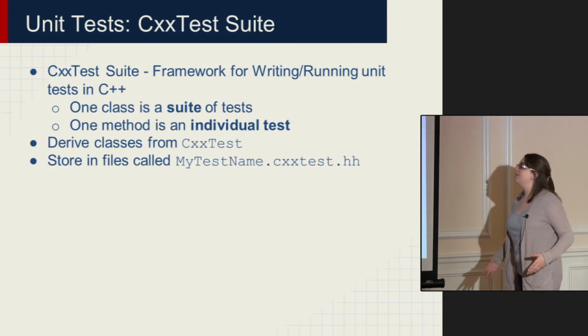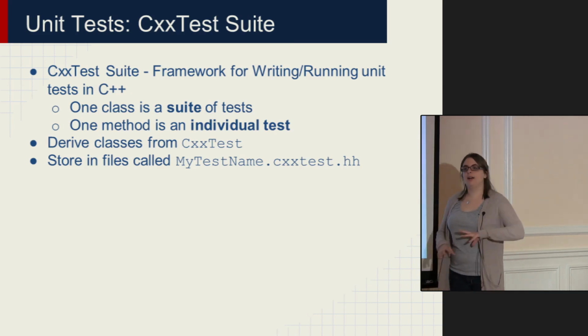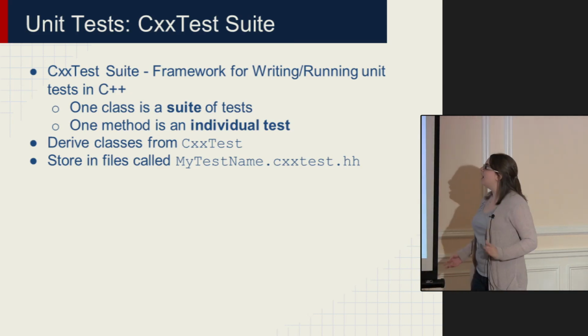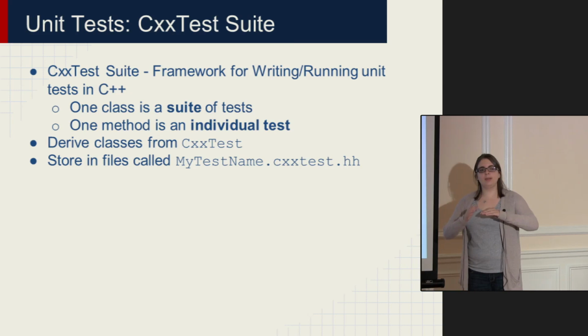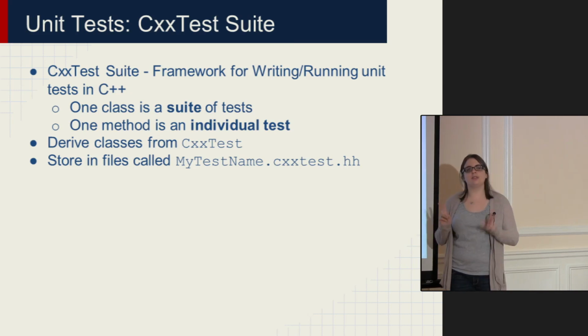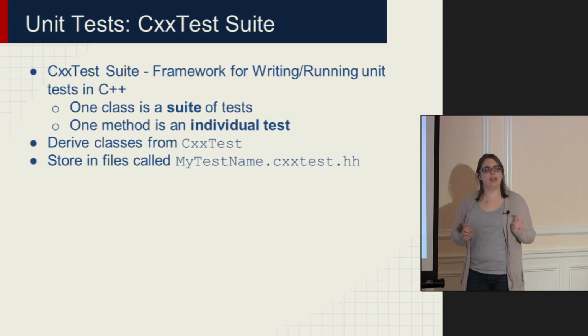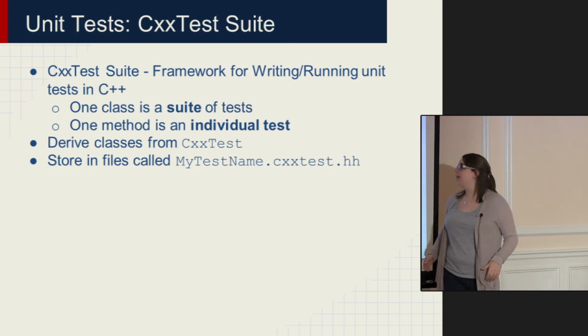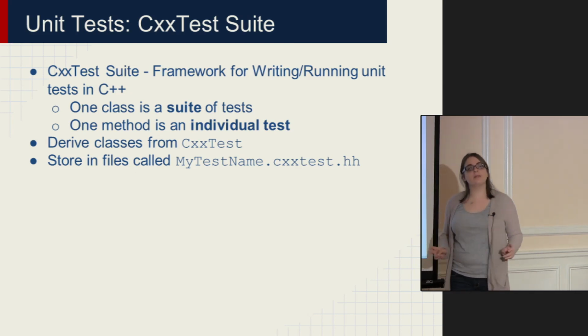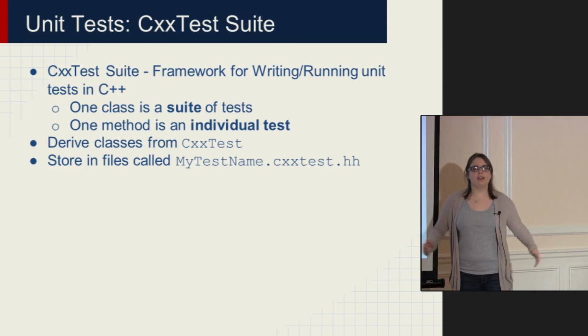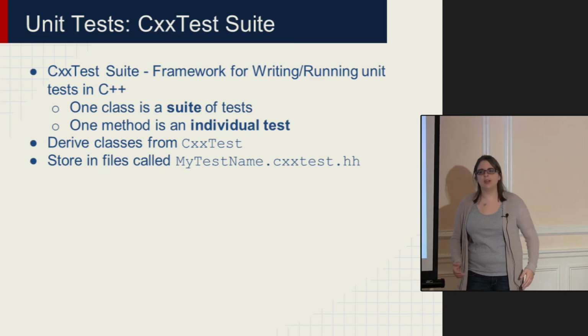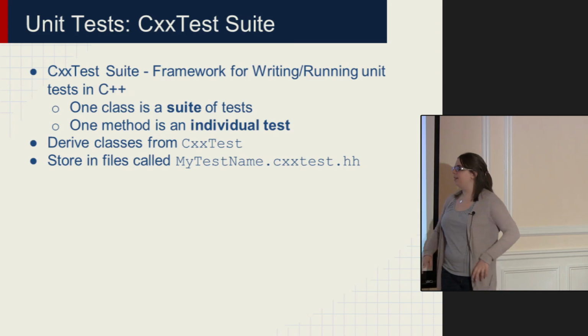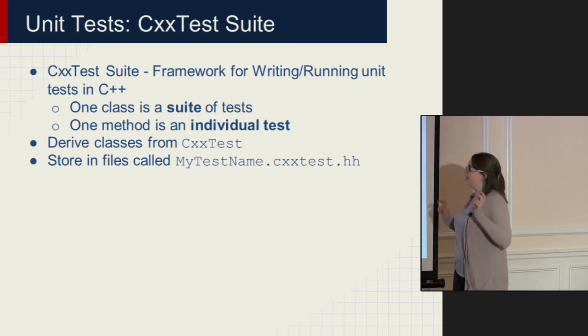So how do you add a unit test to Rosetta? Rosetta uses a unit testing framework called CxxTest. This is a framework for writing unit tests in C++. Basically, you define a class file, which I'll show you in a couple of seconds, where one class is a suite of tests, and individual test methods within that class define individual tests for your piece of code. When you implement this class, you'll derive it from the CxxTest class. That will give you some extra assertion utilities and tools that you can use when you're writing your unit test.